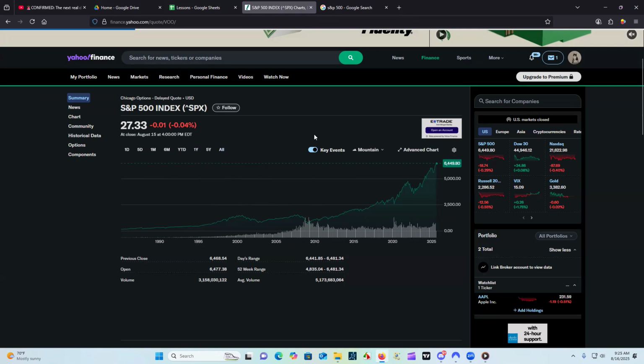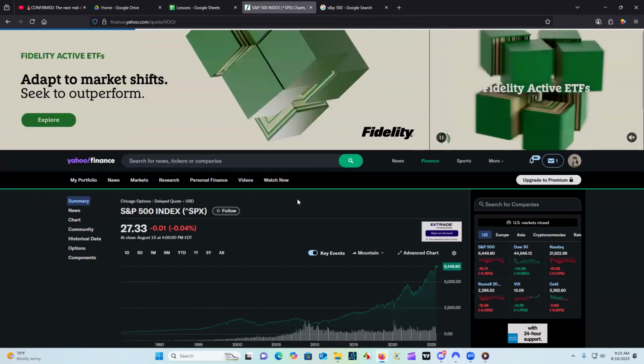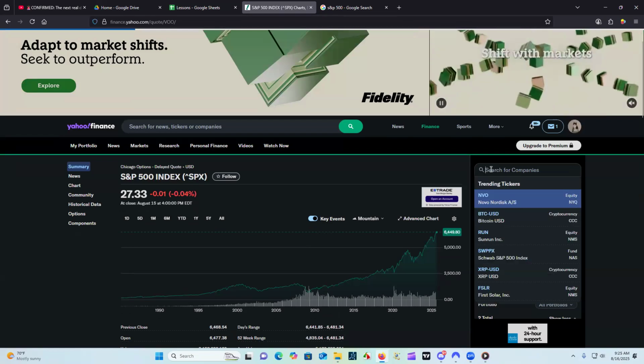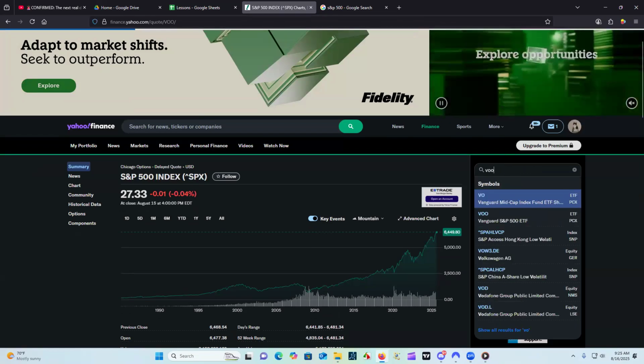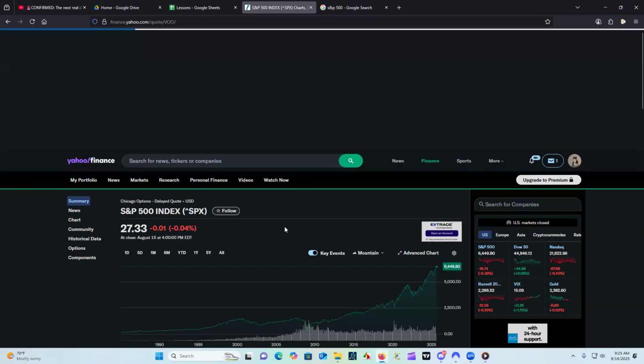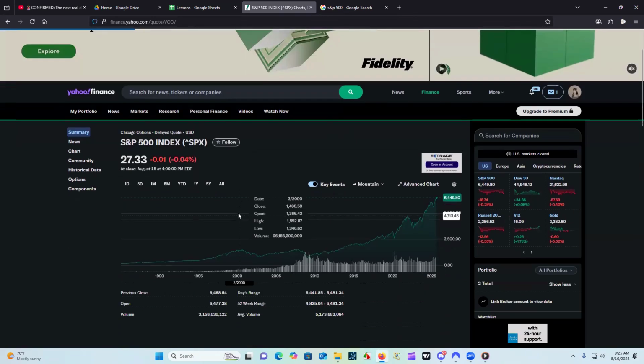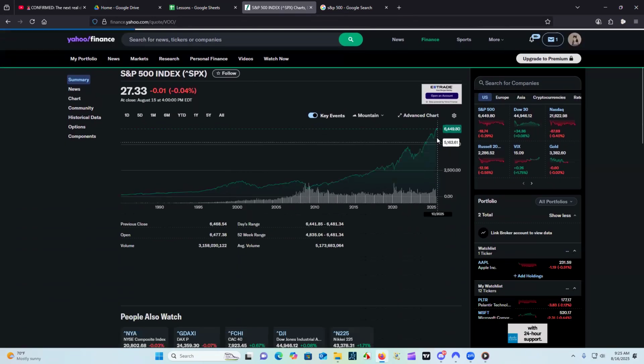It's not showing for some reason. Is it showing? Let me try that again. VOO. Okay, yeah, that's right. So it's $27 right now, and it follows the S&P 500 index.